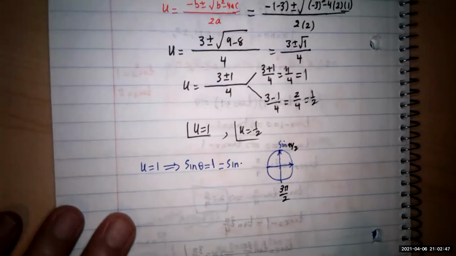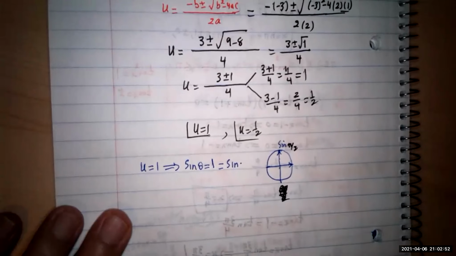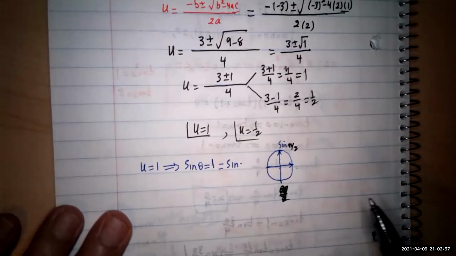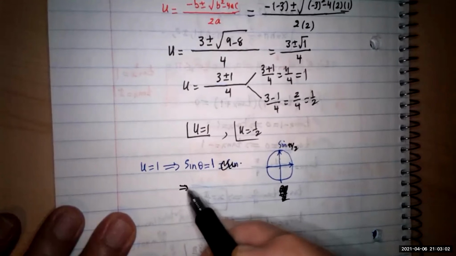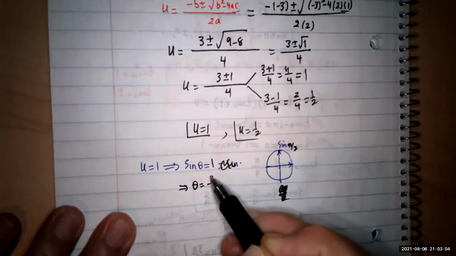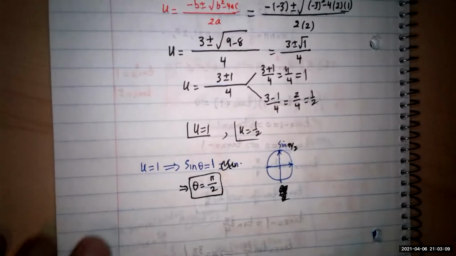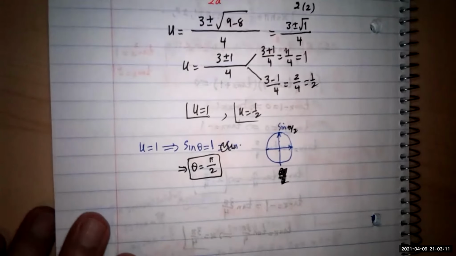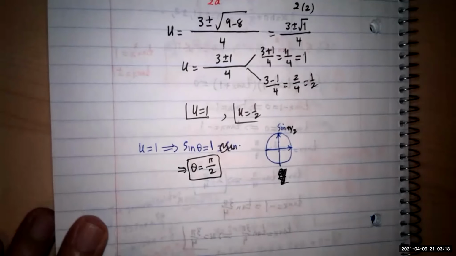Oh, I'm sorry. This is going to be only just one solution. 3 pi half would be what? Would be negative 1. So sine of theta equal to 1, between 0 and 2 pi, you have only one solution. So that gives you theta equal to pi half. Any question? You get only one solution because you want to be between 0 and 2 pi. The other one would have to go around the circle, but this is a specific solution.